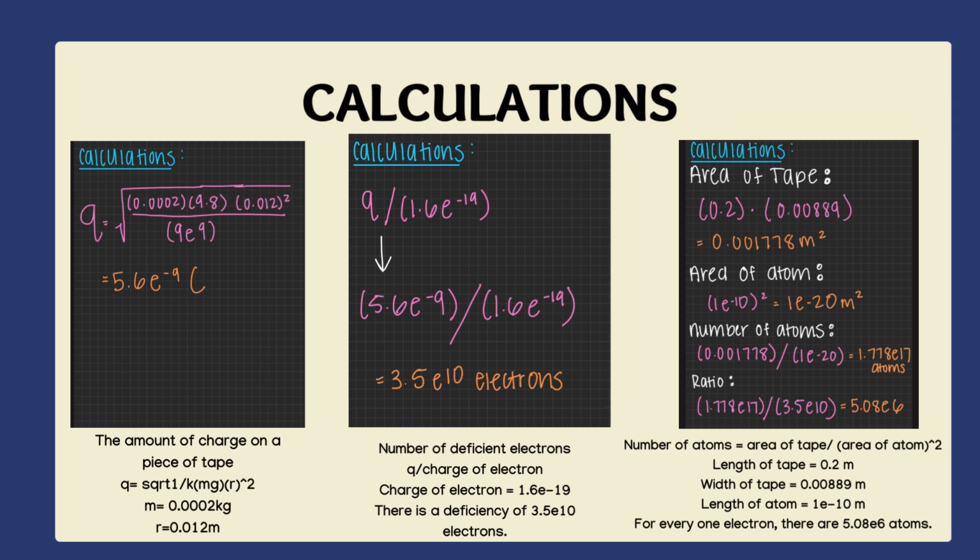And then the last thing I did was find the number of atoms, which is just the area of the tape divided by the area of the atom squared. We know the area of the tape is just length times width, and the length of an atom is 1e-10, which you just square, and so then you can get that for every one electron there are 5.08e6 atoms, which is the ratio you want.